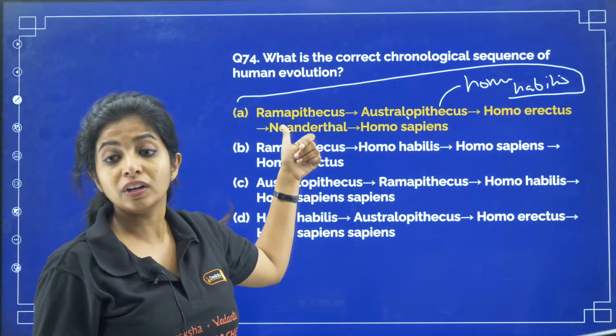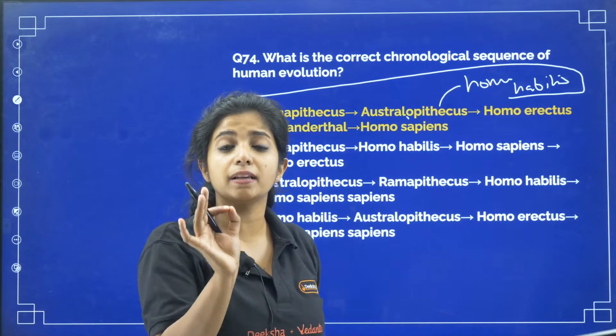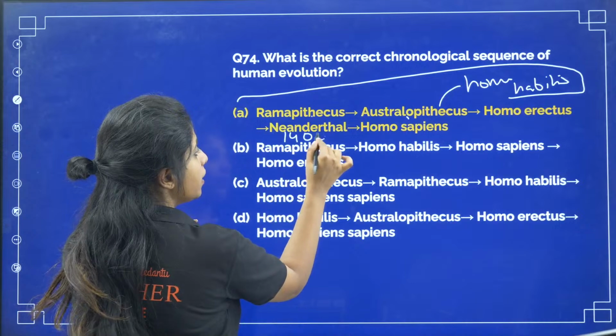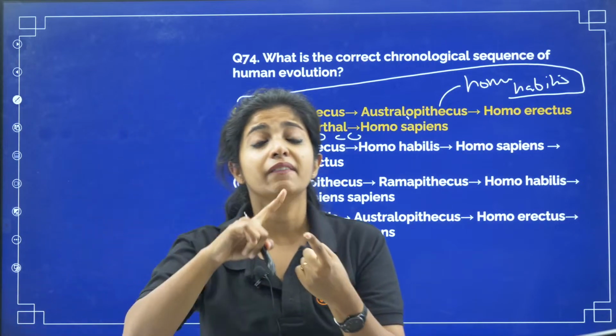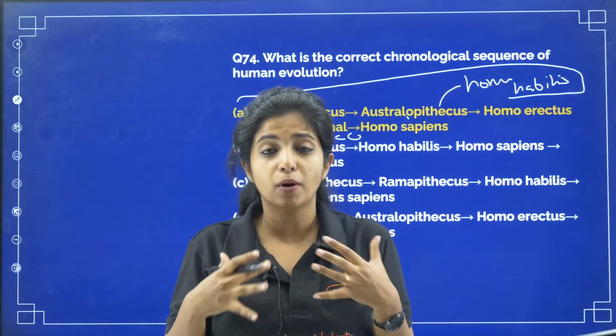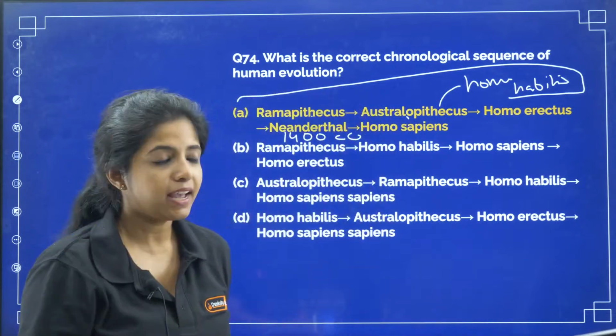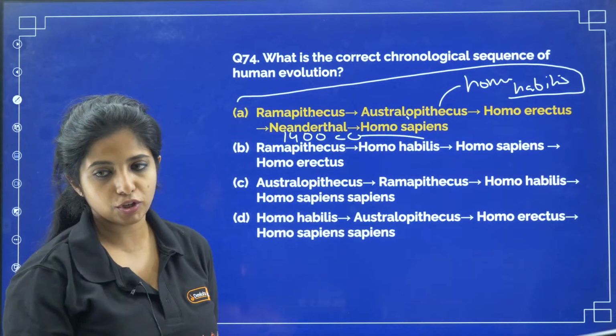Then you came to Neanderthal man. Neanderthal had a brain capacity of 1400 cc, my dear children. Also, they were the first to cover their body to protect it, and also to bury their dead. Okay, they started burying their dead. And at last, you got Homo sapiens, which is us.